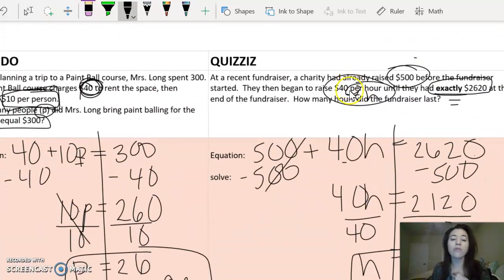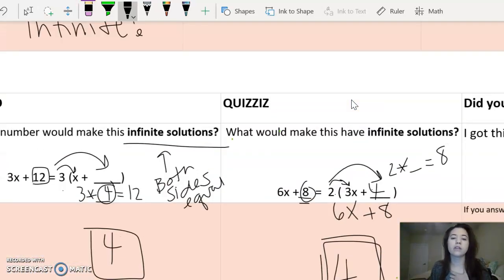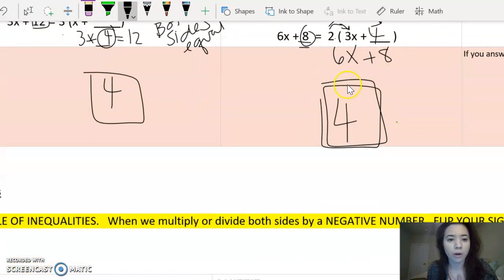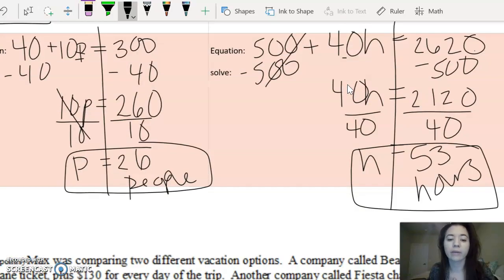All right. If any of these are not making sense, please, please, please reach out to me. I have no problem helping or re-explaining something.